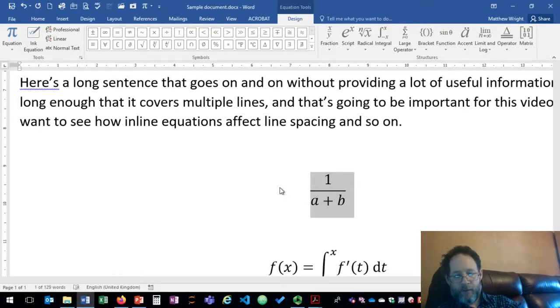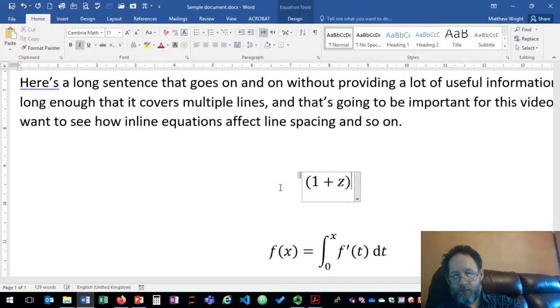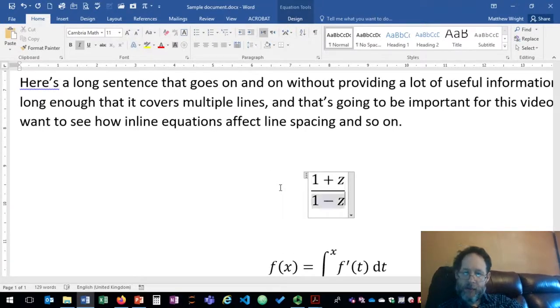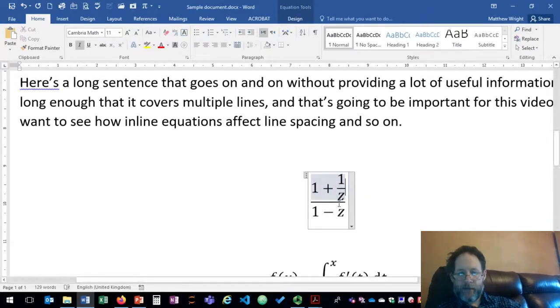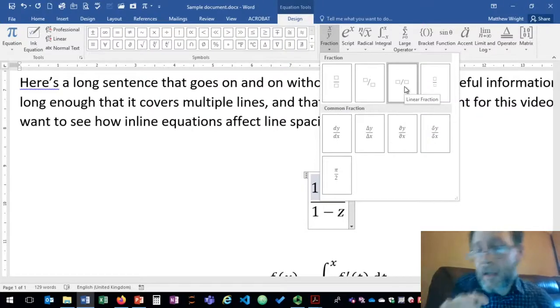Suppose my fraction was something like 1 plus z, and now I want an expression in the numerator and the denominator, so I'm going to group them both over 1 minus z, and then I realised actually I don't want that to be z, I want that to be 1 over z. Well, I could make that a fraction within a fraction, but that rapidly gets rather hard to read, so it would be better to have that, if we look at the fraction menu here, a linear fraction like this.